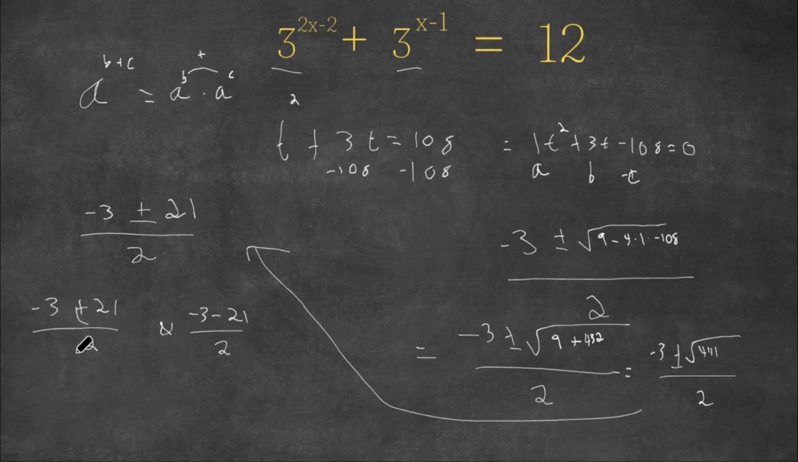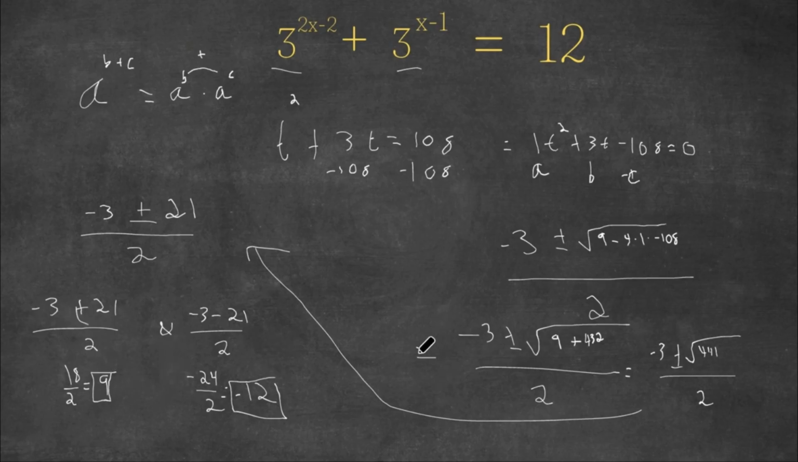So let's solve this one first. Negative 3 plus 21 is 18 over 2, which equals 9. So that's one answer. And negative 3 minus 21 is negative 24 over 2, which equals negative 12. So that's another answer. So now we know that t equals 9 and negative 12.